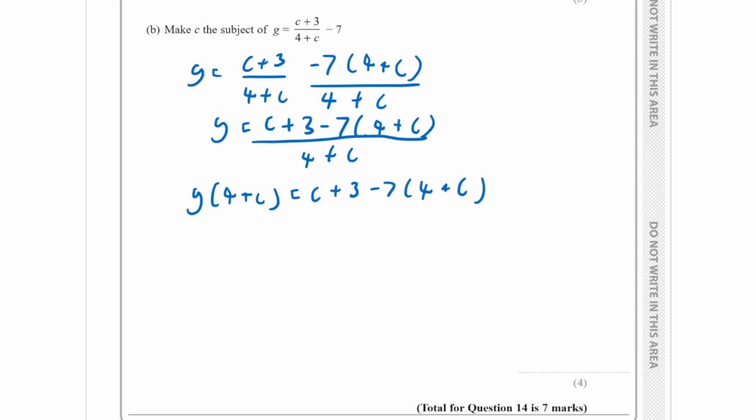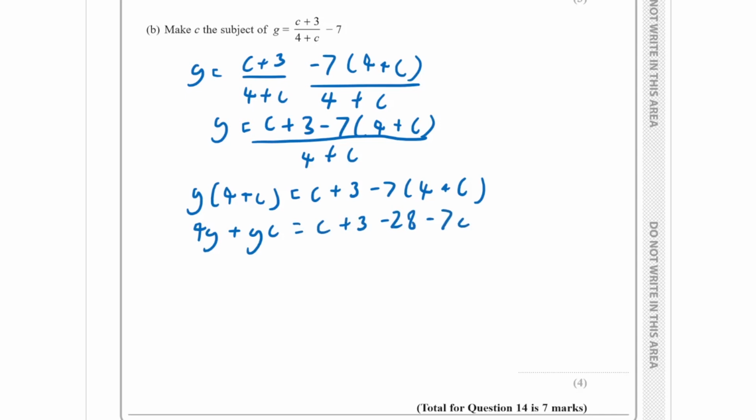We can then cancel out. We can then simplify. 4G plus GC is equal to C plus 3. Negative 7 times 4 is negative 28. Negative 7 times C is negative 7C.